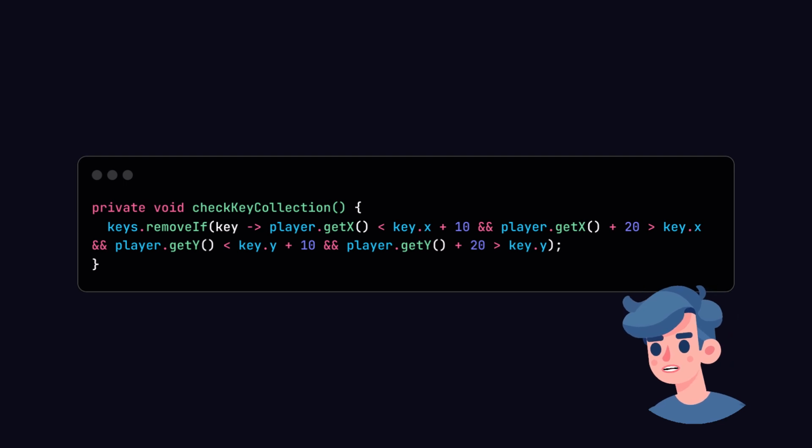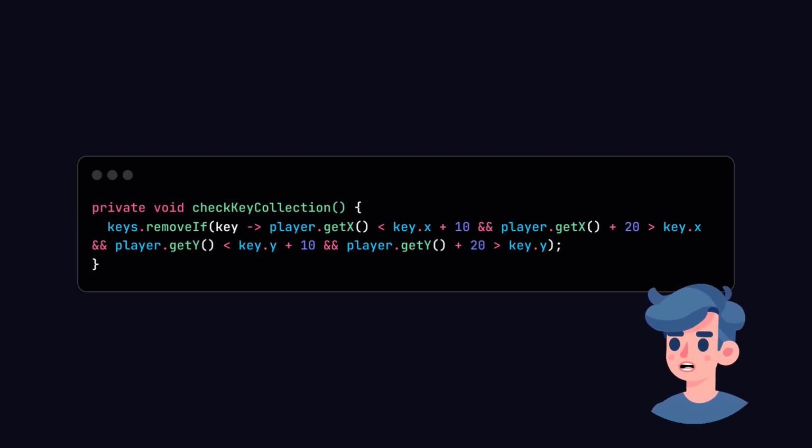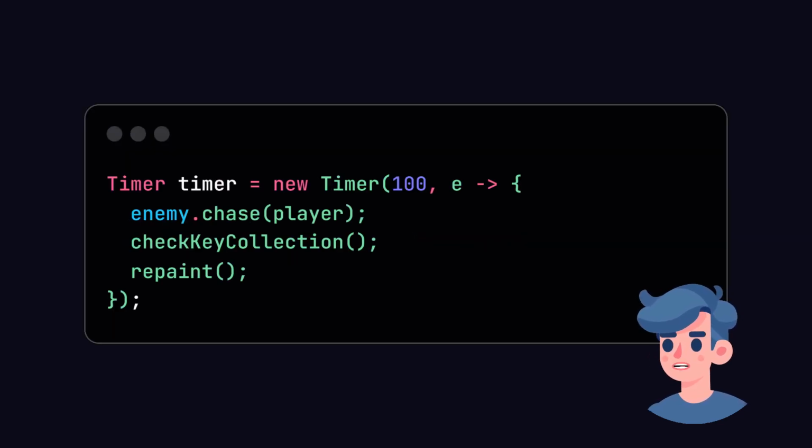Next, we need to check for collisions between the player and the keys. When the player collects a key, it should be removed from the game. We can achieve this by checking their positions in the update loop. Incorporate this method into the game loop so it gets called every time we repaint. Every time the timer ticks, let's check for key collection.